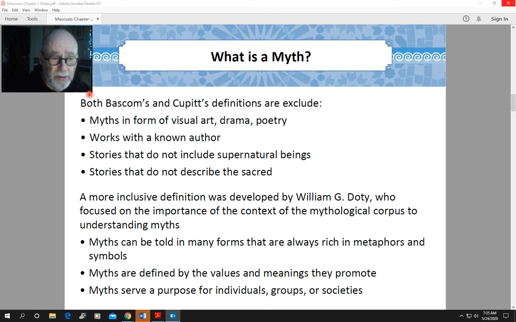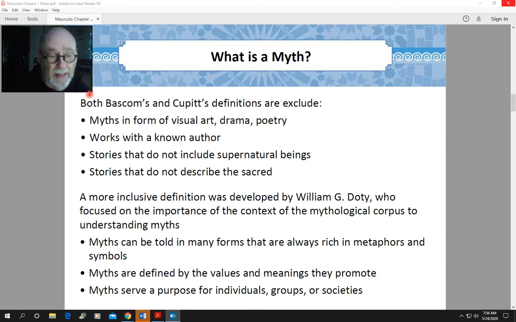Stories that do not include supernatural beings. Bascom and Kirk are primarily looking at myths as theological, so they're not looking so much at some of the other stories. So, for instance, a lot are really about Rome's peculiar greatness. They're not going to really include those as myth. So if the gods are not involved, Bascom and Kirk are not going to include those.